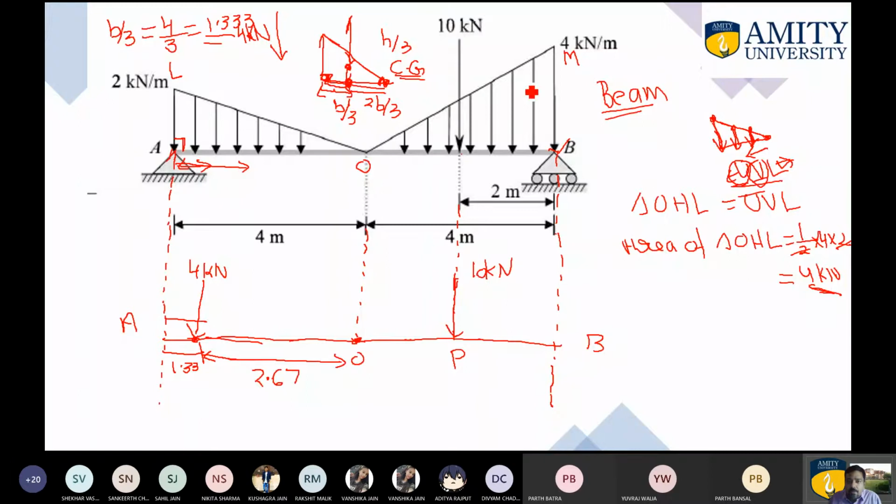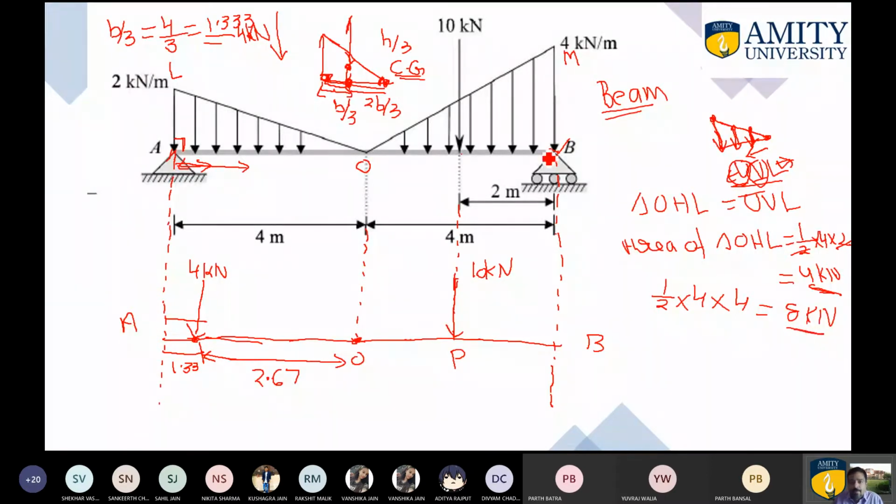After that, just observe this particular triangle. Again, you are required to calculate the total load, which will be nothing but the area. So area will be half. Again, the base as you can observe is the same, 4. After that, the height, again you can observe, is 4. So if you solve this particular expression, 1 by 2 into 4 into 4, the answer will come out to be 8 kilonewton. So you are required to apply the 8 kilonewton load.